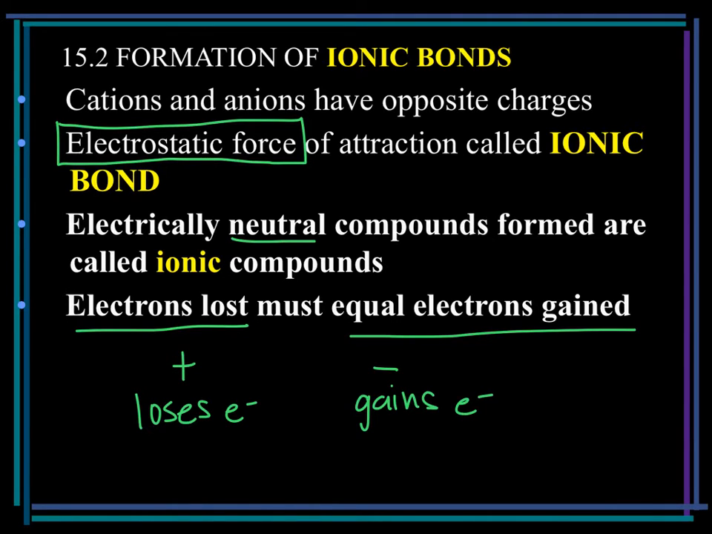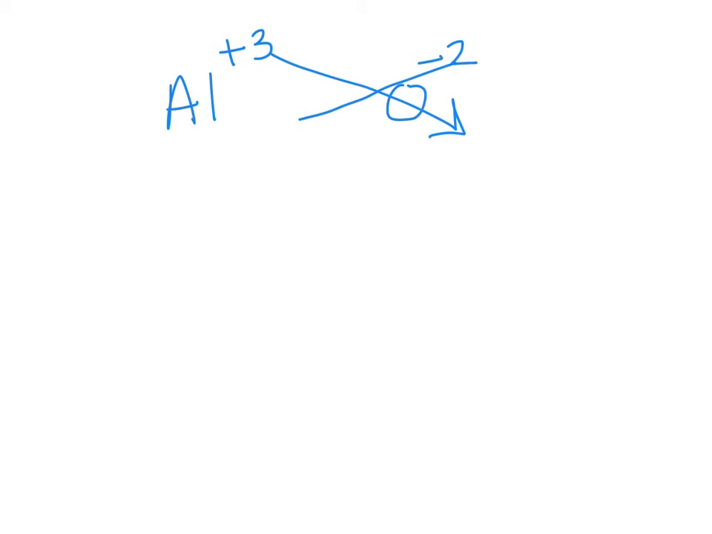So let's do a quick example for review. Let's say we have aluminum being combined with oxygen. Look on your periodic table and find their charges. Aluminum is +3, oxygen is -2. So you can do the crisscross. The 3 will come down there, the 2 will come down there, and then you can find their formula, right?